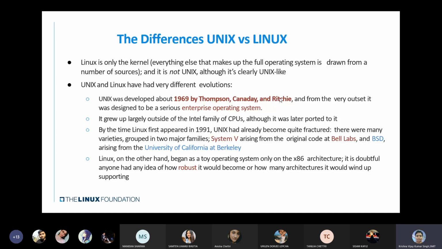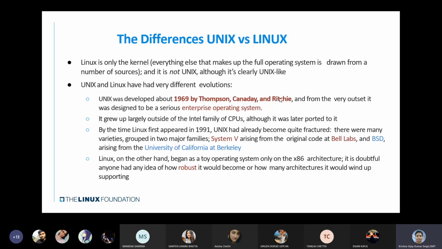One of the main differences that we need to understand here is that, first of all, Unix is an enterprise operating system. However, Linux has both versions. Linux also has an option for enterprise, and Linux also has an option for open source. The second major difference is that Linux is only the kernel. However, Unix is an operating system.